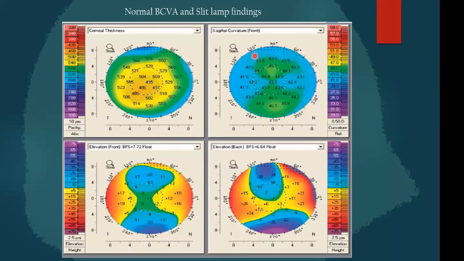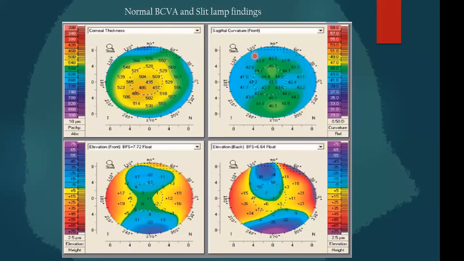And the similar criteria for hyperopic LASIK is that there's going to be a steepening in the keratometry by around 1 to 1.2 diopters for every diopter of hyperopic LASIK that you perform. So this is the other way that you can actually calculate the amount of hyperopia that has been corrected.